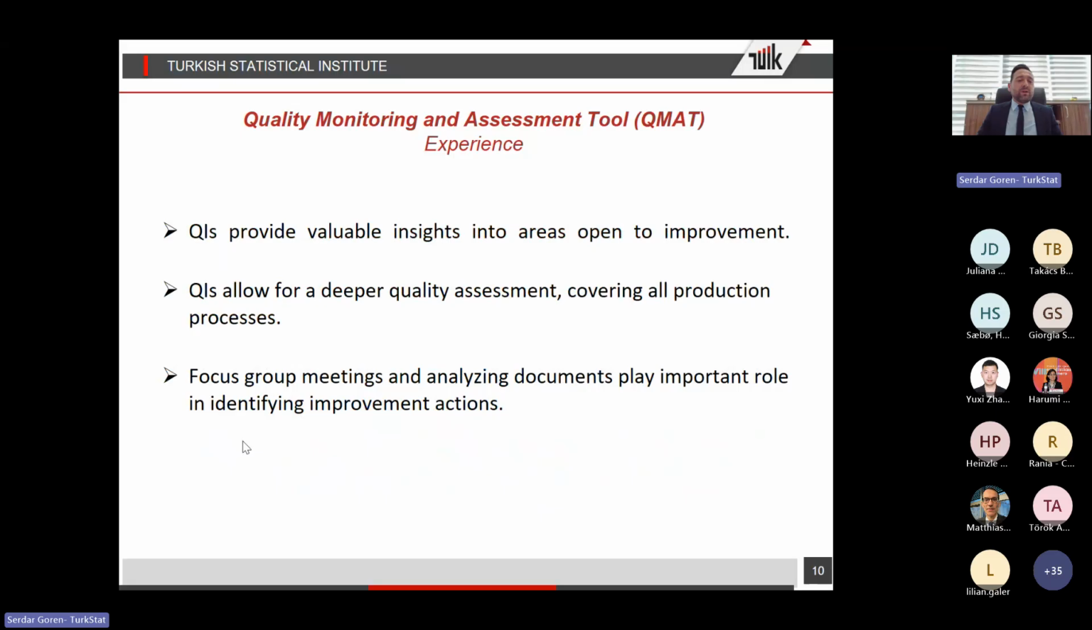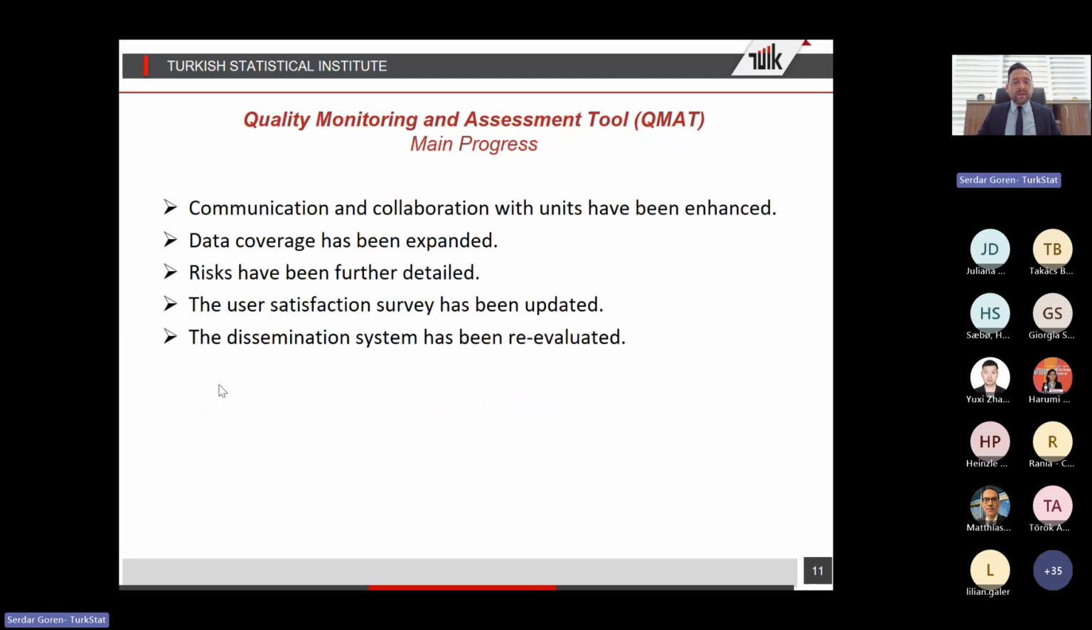From our experience, quality indicators provide valuable insights into areas open to improvement. Also, we have seen that the quality indicators of GSBPM allow for a deeper quality assessment because they cover the whole production process. And also focus group meetings and analyzing documents play an important role in identifying improvement actions, because it's a holistic approach. It has a quality indicator phase, focus groups, analyzing documents, and preparing the report. It's a very huge process for us. So quality indicators are very valuable for us.